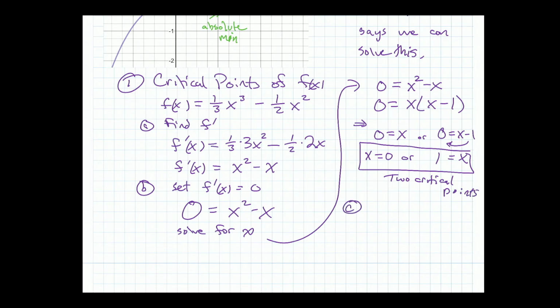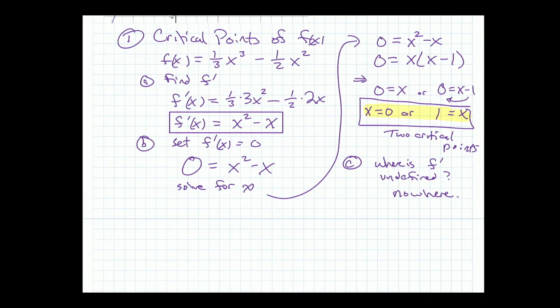All right. Part C. Part C is, where is the derivative undefined? Nowhere, right? The derivative is just wherever it is here, right? X squared minus x. That's not undefined anywhere. That's always defined. So, you know, a lot of times that's the case. You don't have anywhere where the derivative is undefined. So you're really, most of the time, just setting the derivative equal to 0. So we did. We set the derivative equal to 0, and we came up with 0 and 1. Okay, that's it. Next step.